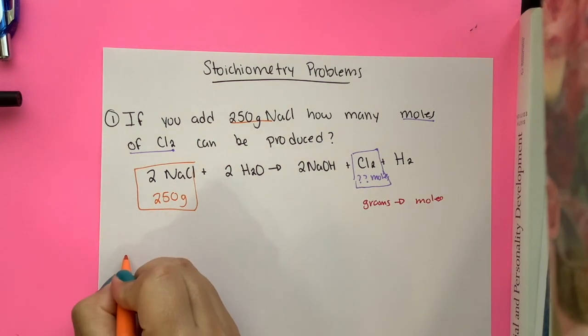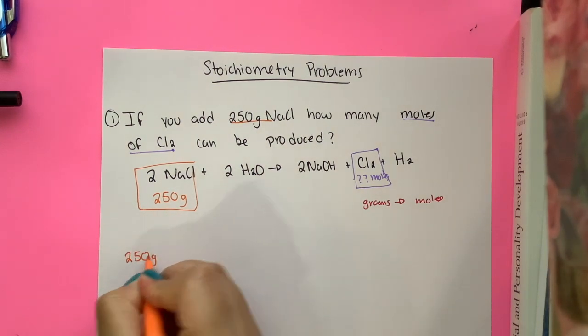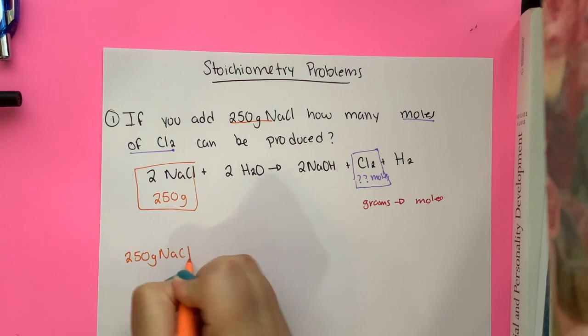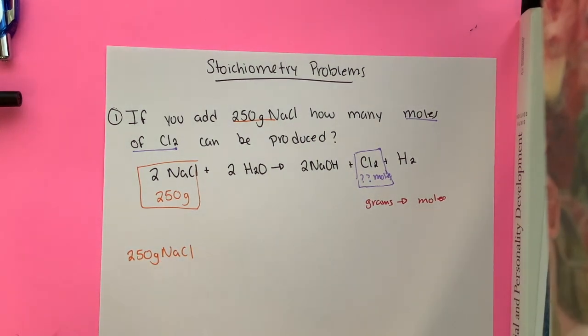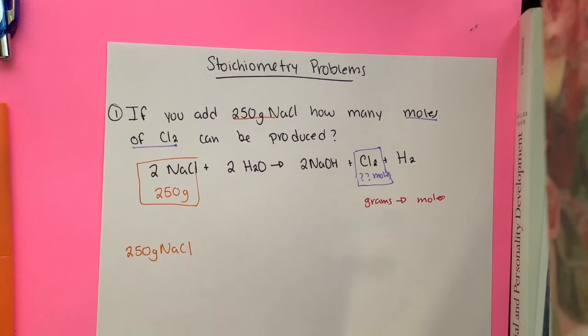Okay, so the first thing I'm going to do is write what was given to me in the problem. 250 grams of sodium chloride. Write the number, the unit, and the compound that was given to you in the problem.